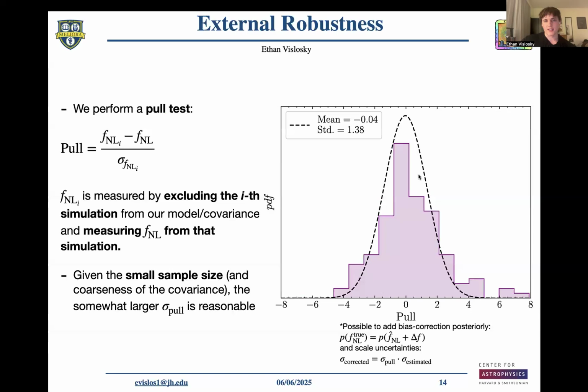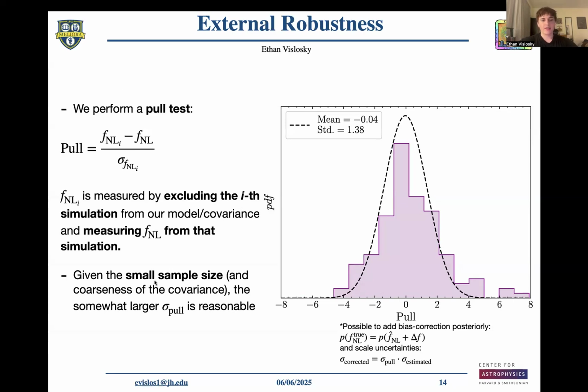So we do another pull test, in this case for the external robustness of our model. So here the FNLi is measured by excluding the ith simulation from our model slash covariance. And again, we have 125 FNL equals 12 simulations. So i goes from 1 to 125. And yeah, so we measure the FNL from each of those individual simulations and compute the pull from that.